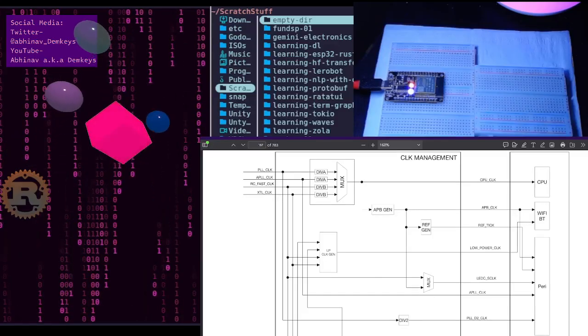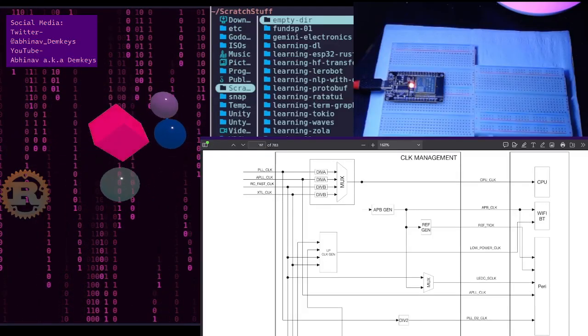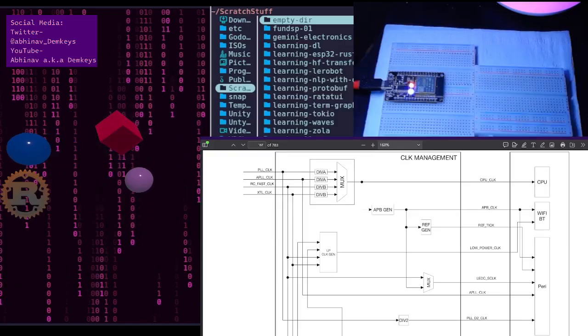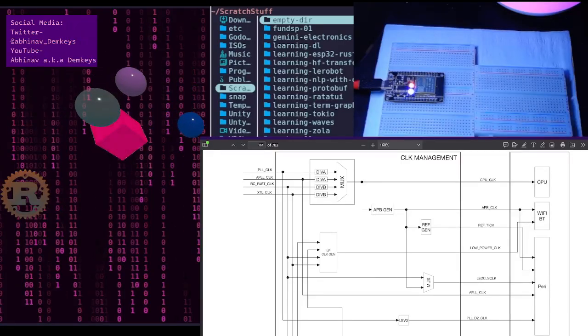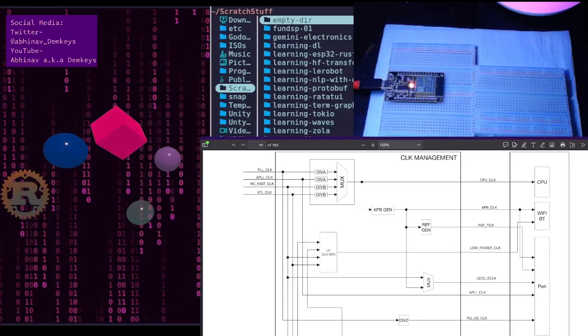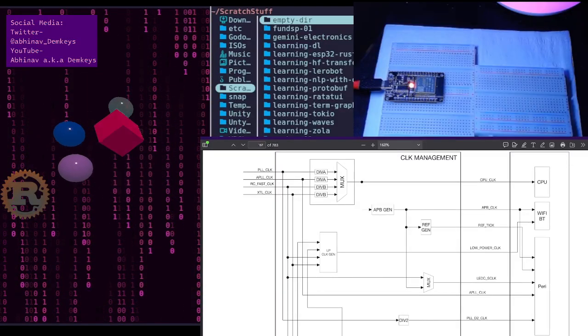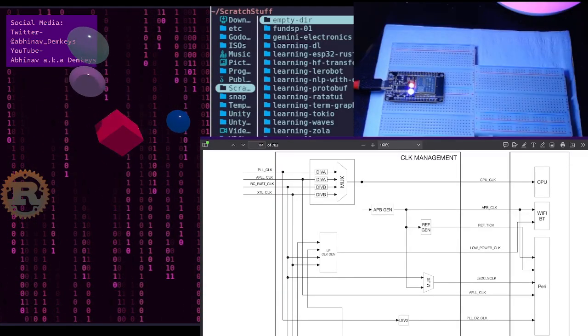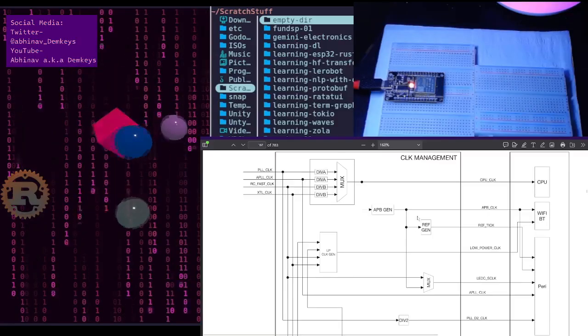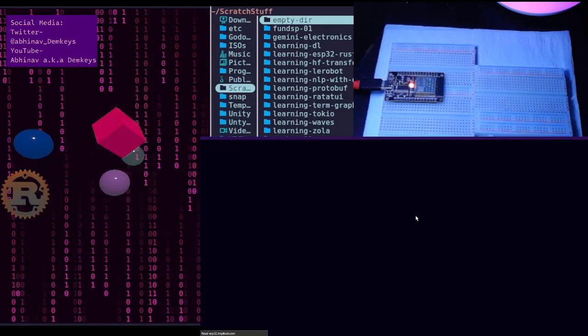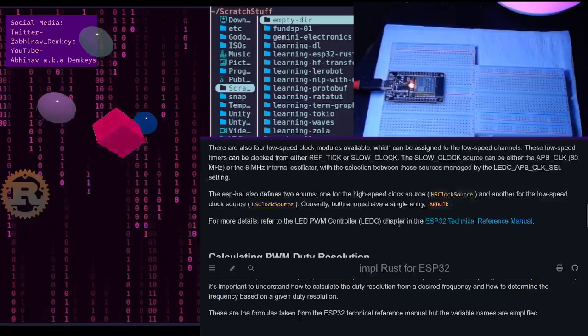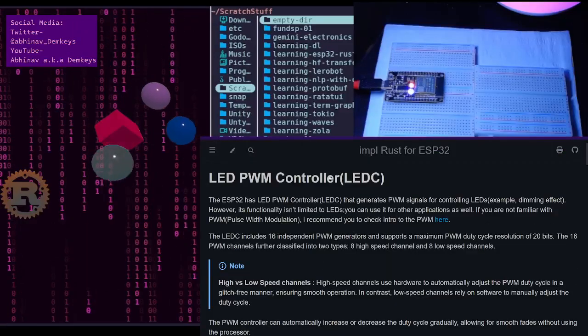What's up, guys? This is Dem Keys, and today we are going to continue learning about ESP32 clock signals and ESP32 clock timing related stuff. I think at this point we are ready to continue.